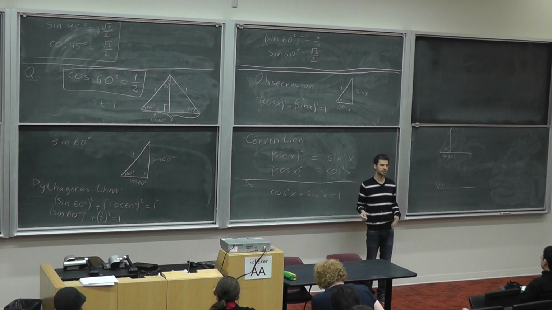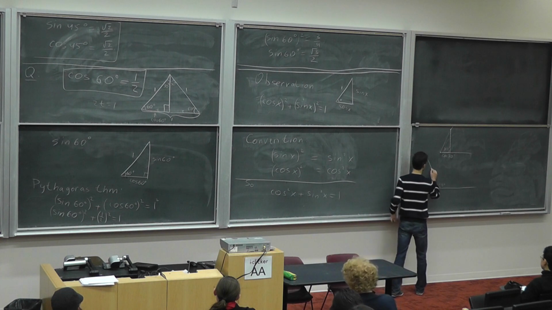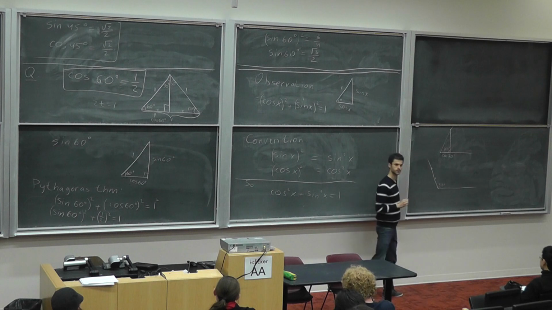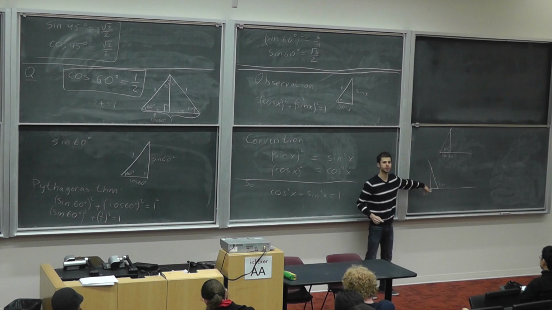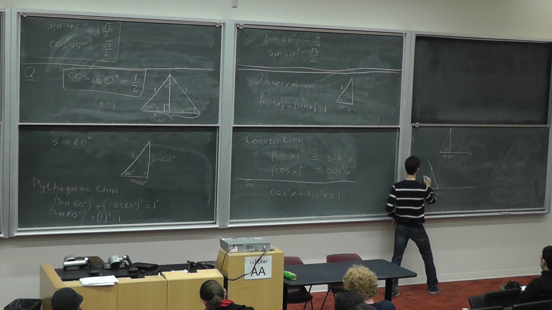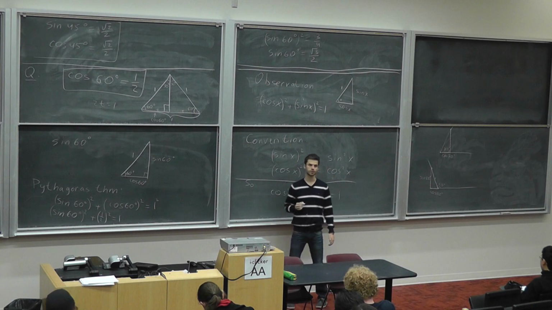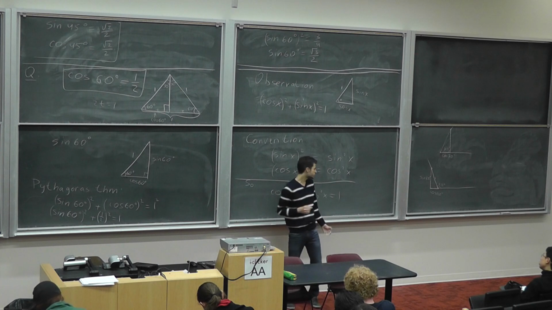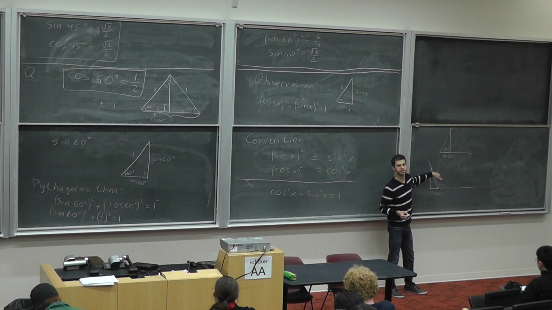But then we'll proceed just as we did in the previous case. On this line, we'll measure a segment of length 1. Draw a perpendicular. And measure these two lengths. This is going to be cosine of 120 degrees, and this length is going to be sine of 120 degrees. And it is natural to say that while sine of 120 degrees is still a positive number, the cosine is now negative.